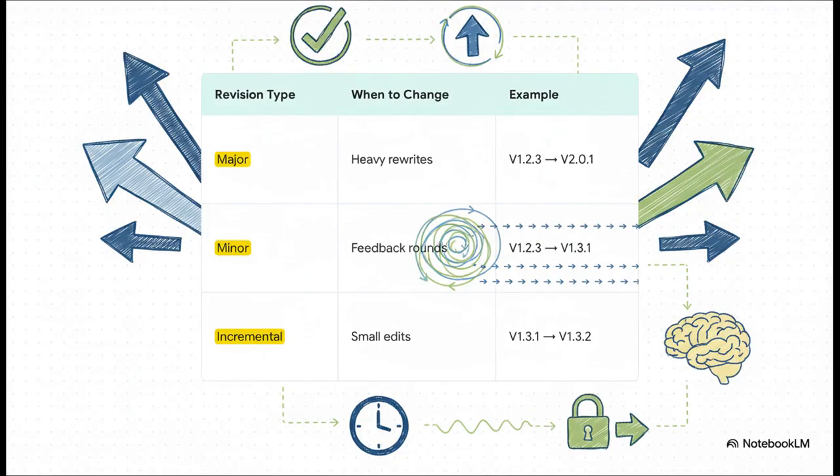Okay, so let's just put it all together on one slide. This little table gives you the whole system at a glance. Major is for those heavy rewrites. Minor is for after you get feedback. And incremental is for all your small daily edits. It's simple, it's logical, and trust me, once you start using it, it just becomes second nature.